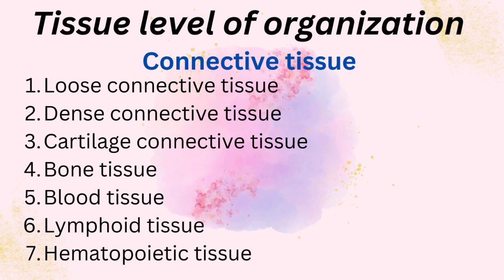Types of connective tissue are: first, loose connective tissue; second, dense connective tissue; third, cartilage connective tissue; fourth, bone tissue; fifth, blood tissue; sixth, lymphoid tissue; and seventh, hematopoietic tissue.